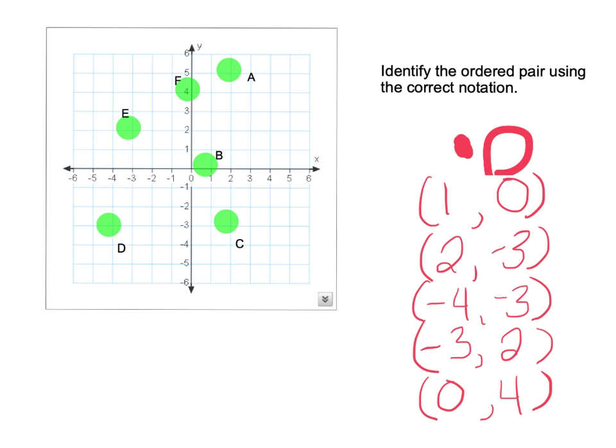Pause the video. And here are the answers for those dots. I get that some of the green dots weren't totally on the grid nicely, but this is what I meant by them.